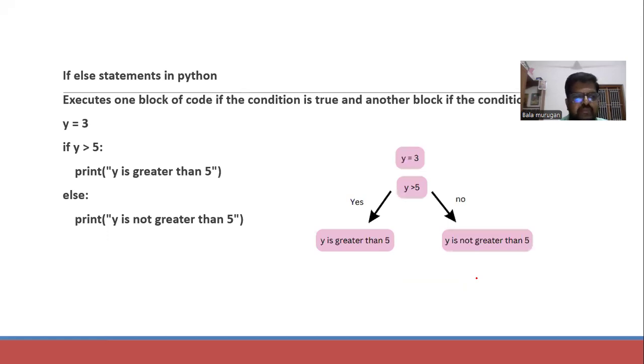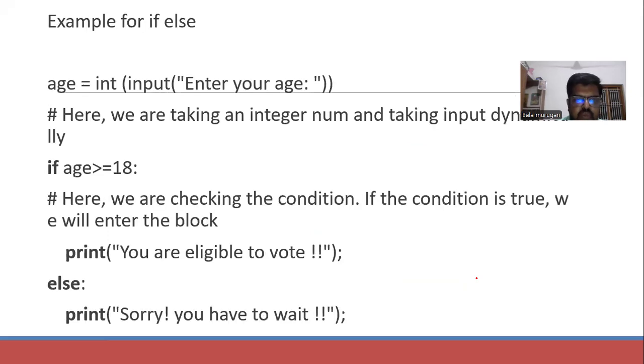Then the if else statement. The if else statement has two blocks: one is the if block and another is the else block. The if block is for the true condition, the else block for the false condition. See the example: y equal to 3. If 3 is greater than 5, the if part will be executed; otherwise, not true means the else part will be executed. Then a simple example for voting. If your age is greater than or equal to 18, you are eligible to vote. Else, you are not eligible to vote. Sorry, you have to wait.